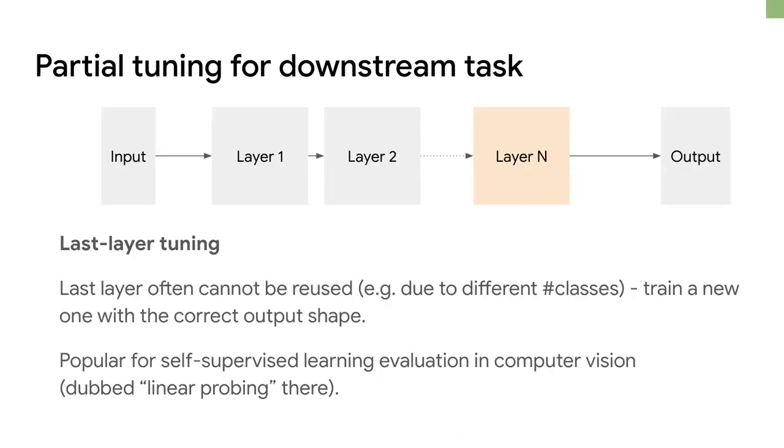There is also partial tuning. So the most popular partial tuning, I would say, is last layer tuning. Why is that? Because anyways, the last layer cannot be reused in many cases. The number of classes will be different in many cases. ImageNet has 1,000 classes. Let's say you want to use that for my own application where I have 30 classes, then you cannot use those 1,000 classes. So you have to replace the last layer at the very least.